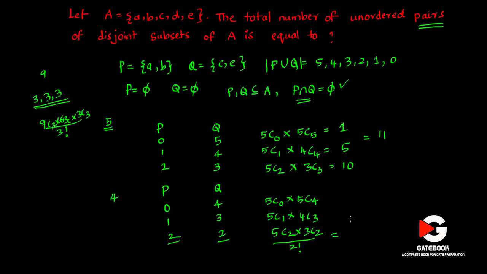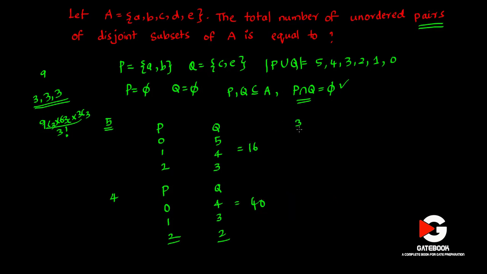So let's come back to the problem. Here it would be 5C0 into 5C4, which is 5. 5C1 into 4C3, how much? It would be 5 into 4, 20. 5C2 into 3C2 would be 30 by 2, 15.